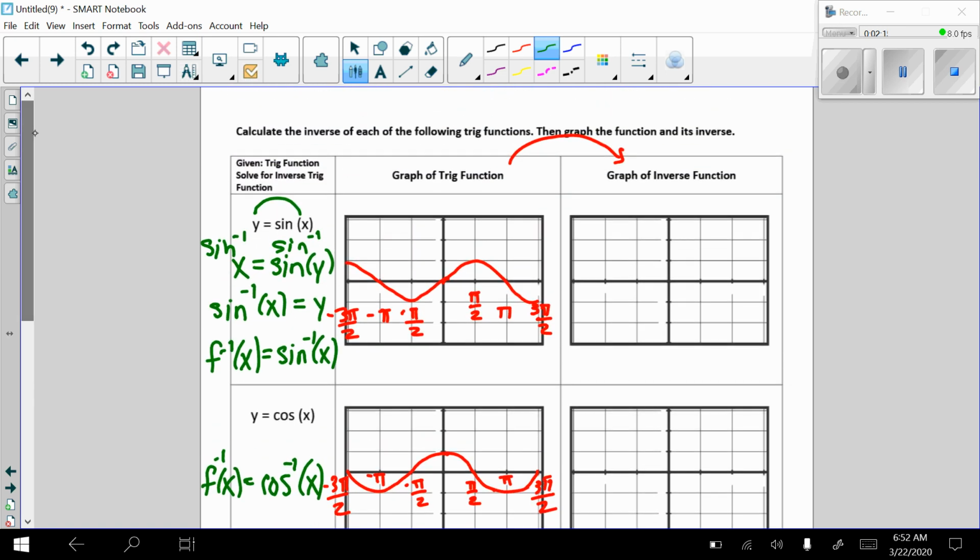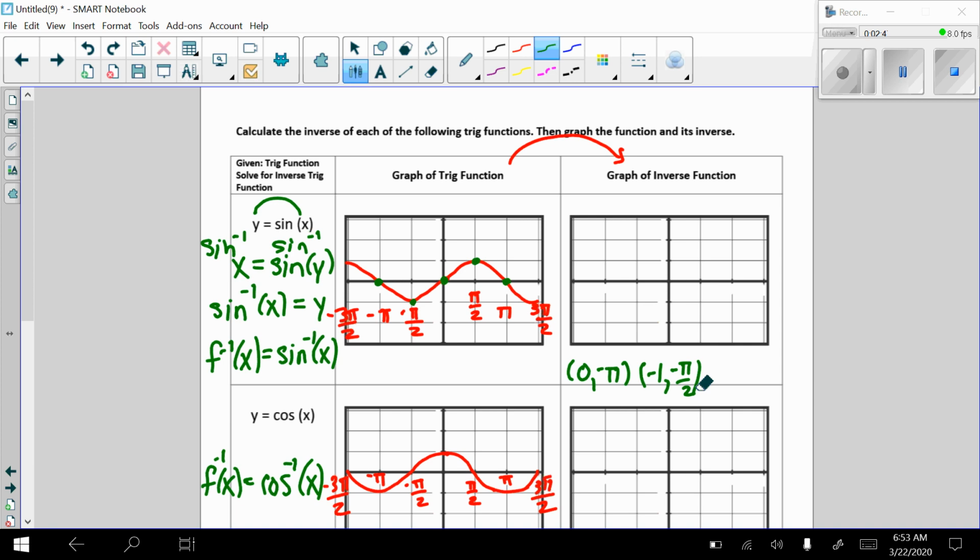Scoot back up to sine here. So one of the ways that we can graph an inverse is to take some points from our given graph and reverse the x and the y. So if we have the point negative pi, 0, I'm going to graph the point 0, negative pi. Over here we have the point negative pi over 2, -1. So the inverse of that is -1, negative pi over 2, and so on.